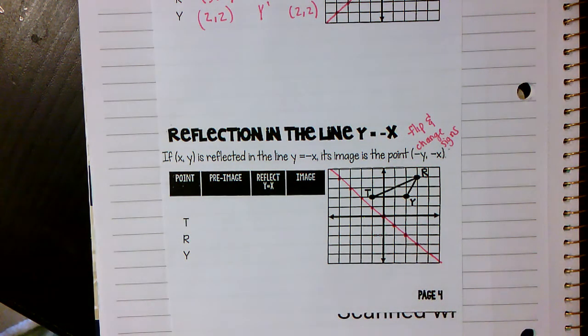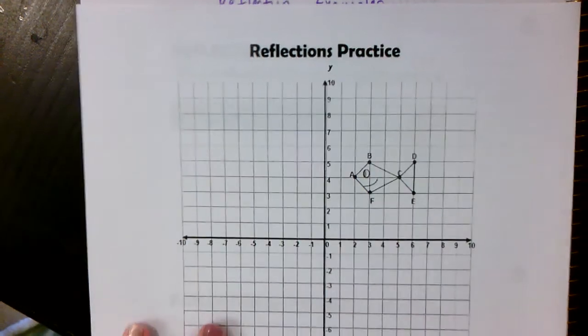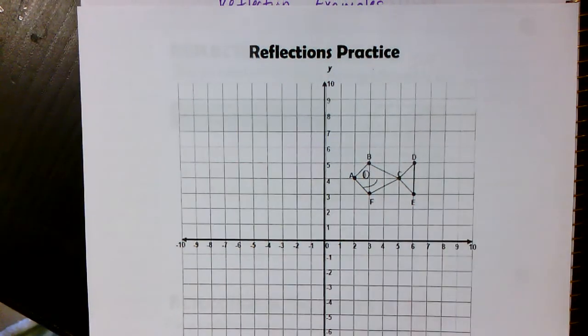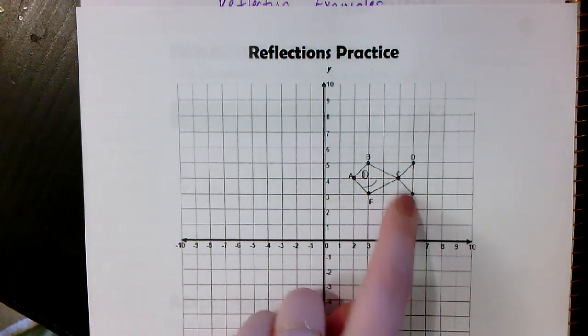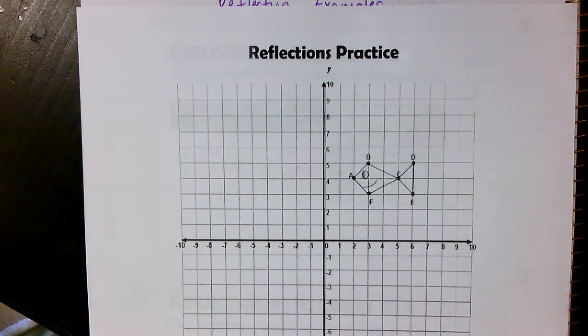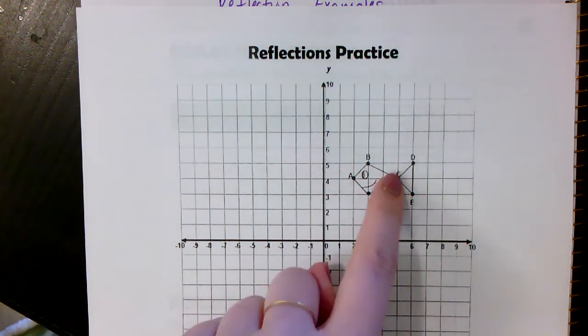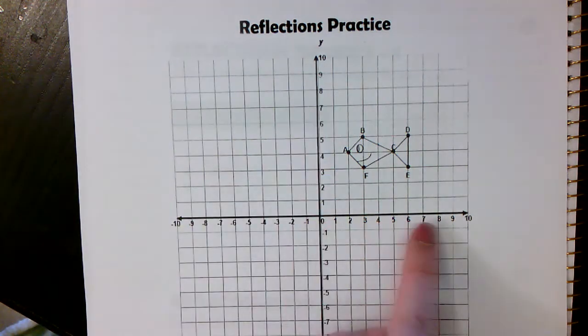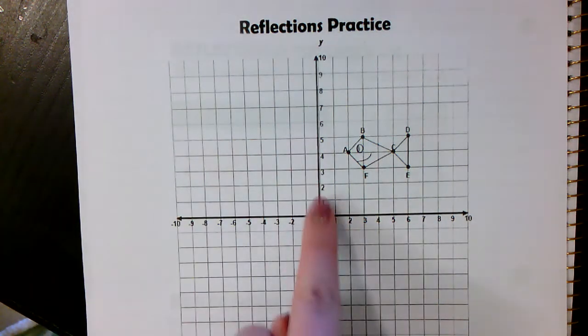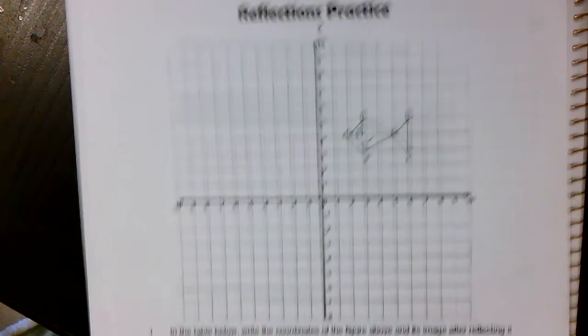And then the worksheet that I uploaded is called Reflection Practice. I thought it was really cool. So there is a fish that is drawn on this graph here. And each point for this fish is labeled A, B, C, D, E, and F. Every point is there. You can see what that point is. You can find the ordered pair using your axes.